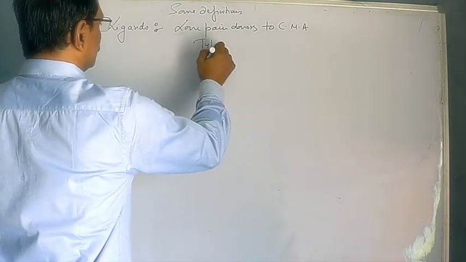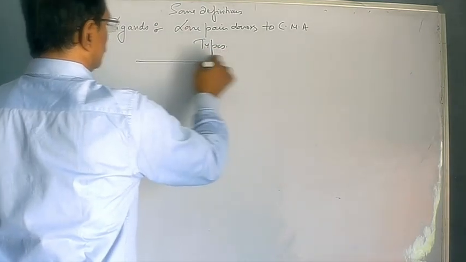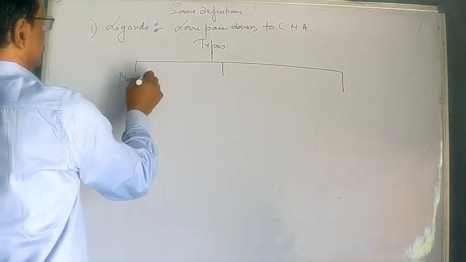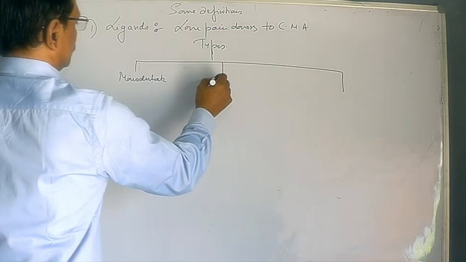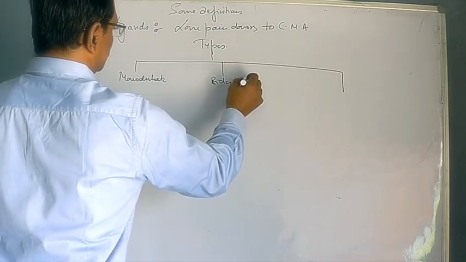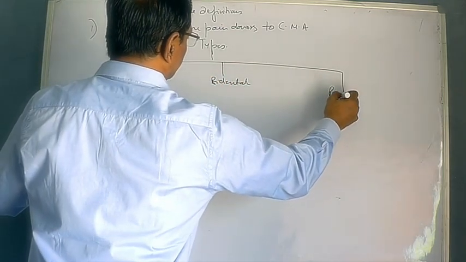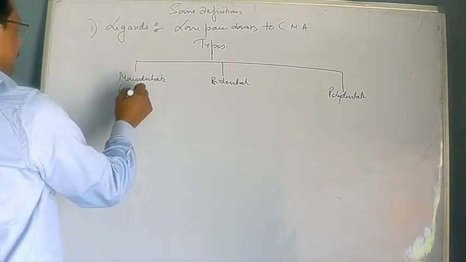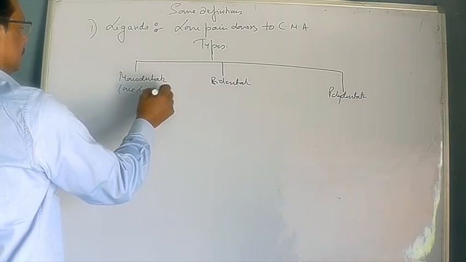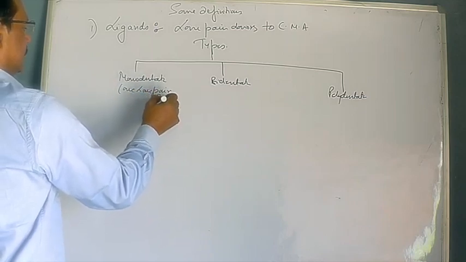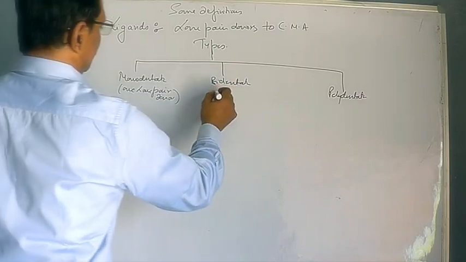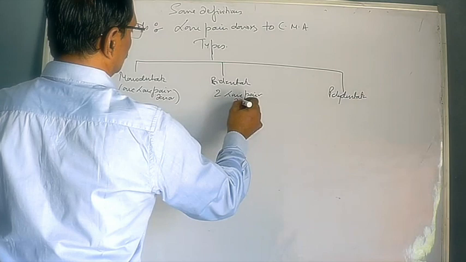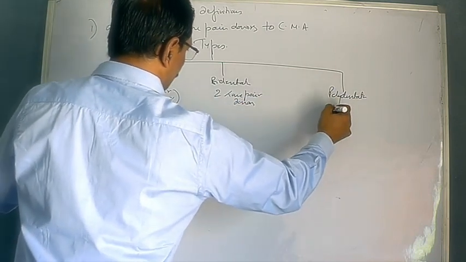Types. Monodentate, bidentate, and polydentate. Very easy to understand. Monodentate, 1 lone pair donor. Bidentate, 2 lone pair donors. Polydentate, more than 2.